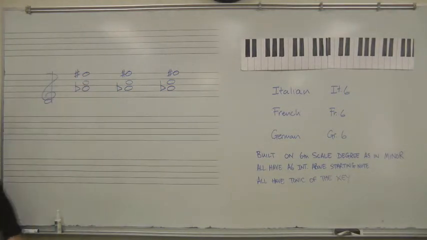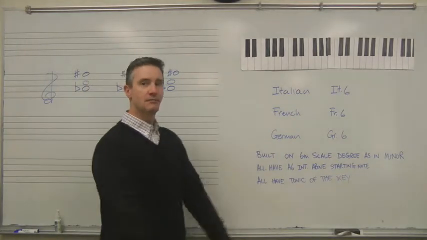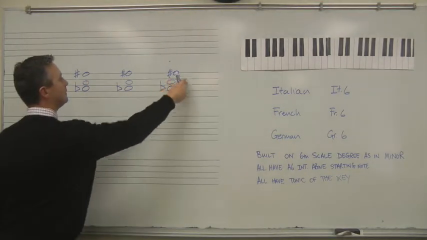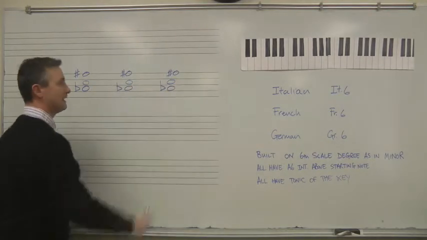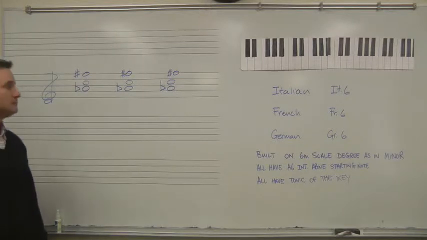Those are the elements that all three of these chords have in common. They all start on the sixth scale degree as though you were in the minor key. They all have an augmented sixth interval. And they all have the tonic from the key in them. That is common to all augmented sixth chords.